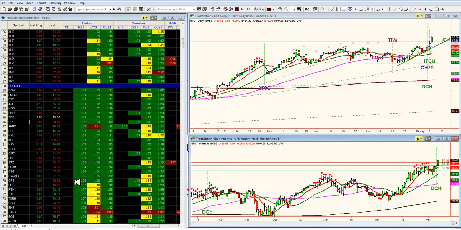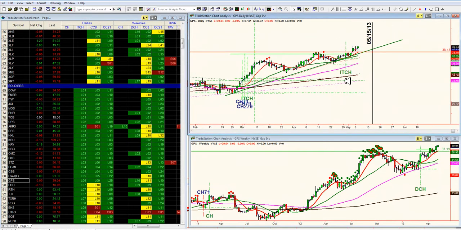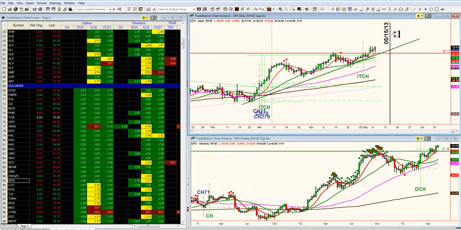For instance, 6 days ago we had a bullish crosshair on GPS, and you can see that here on our daily screen. That also goes along with the DCH from the weekly chart, and I'll also teach Crosshairs traders to label their charts based on when upcoming catalysts are, such as earnings.